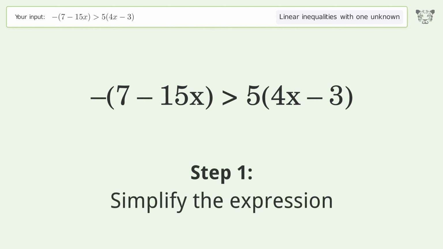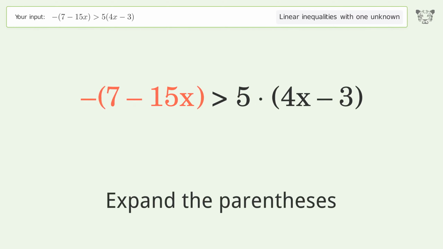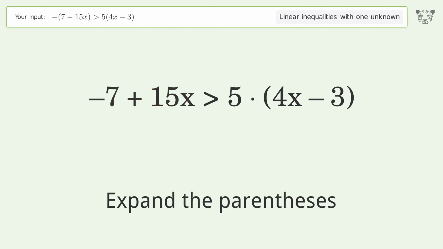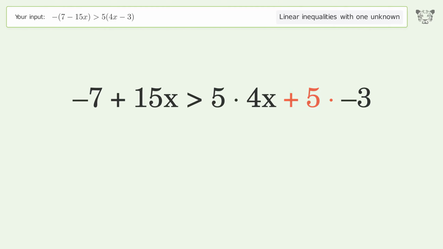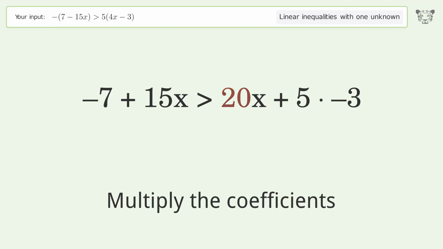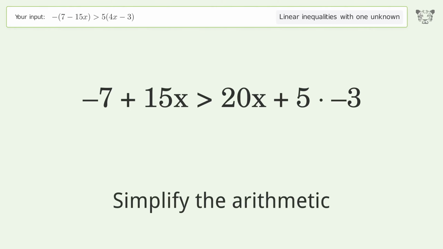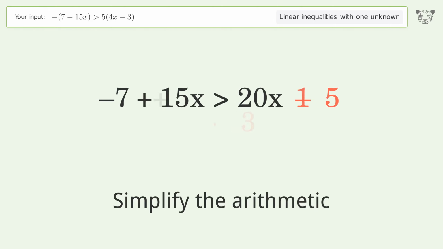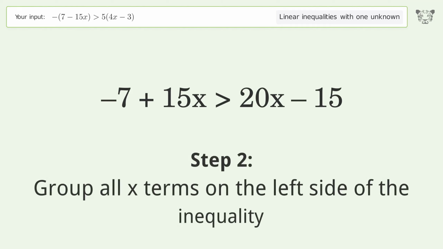Simplify the expression. Expand the parentheses. Multiply the coefficients. Simplify the arithmetic. Group all x terms on the left side of the inequality.